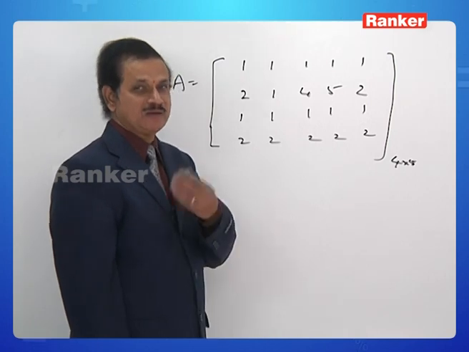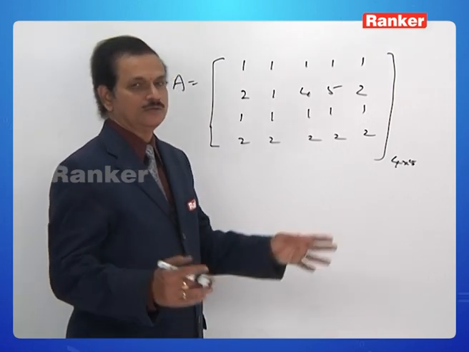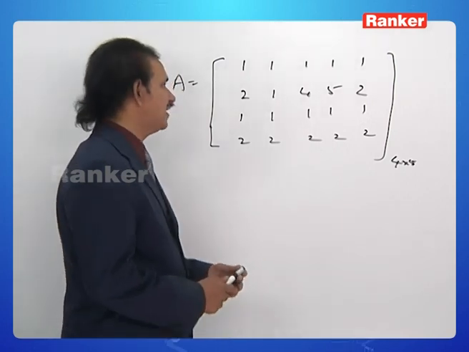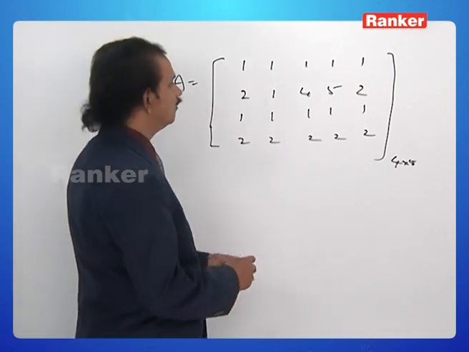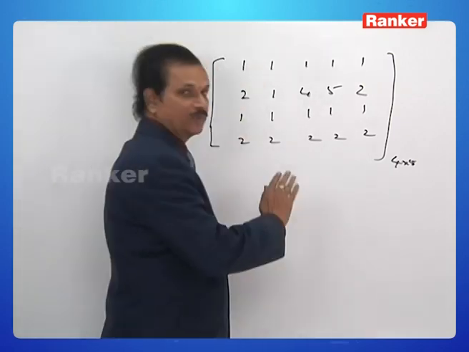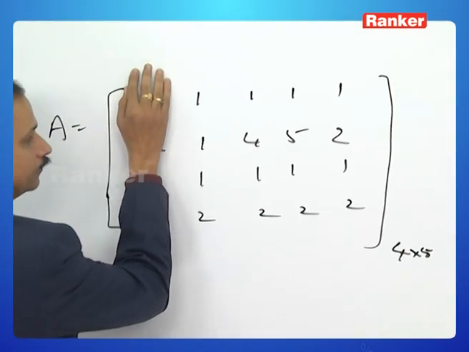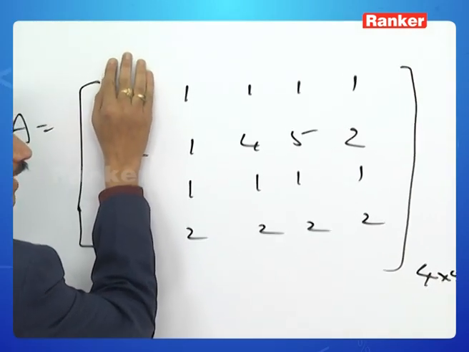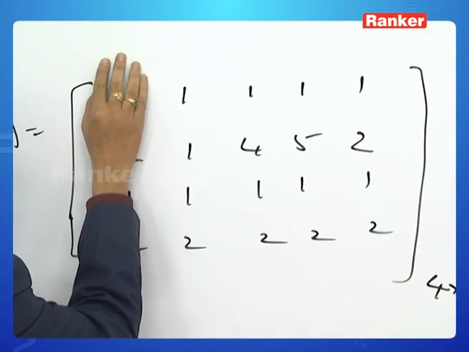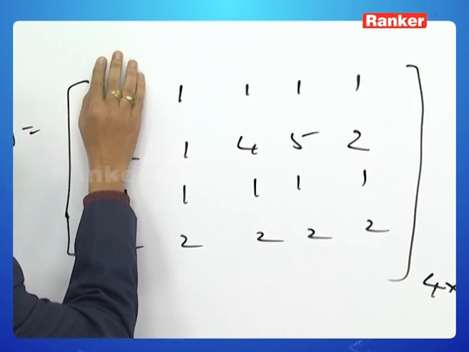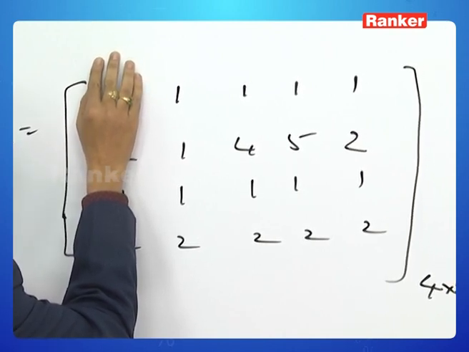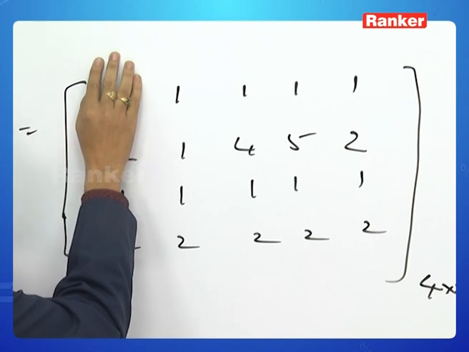What is the largest possible order? 4th order. You check all 4 by 4 minors. Suppose you delete the first column. 4 columns will be there, 4 rows will be there. What is its determinant? 0. Why? First row and third row are same.